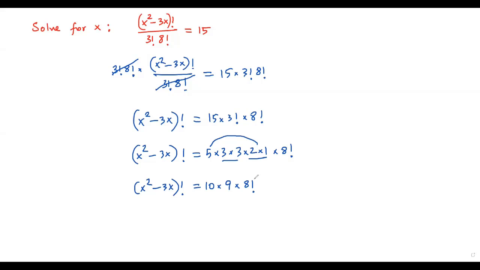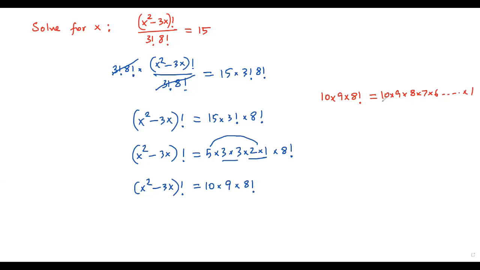Okay, so let's evaluate this one. I'm going to write 10 times 9 times 8 factorial. So 10 times 9 times 8 factorial means what do we have to do? We have to expand. Expand means we have to write the numbers from 8 to 1 in descending order and multiply them all. That is 8 times 7 times 6, and it will keep going up to 1. So 8 factorial is expanded over here.